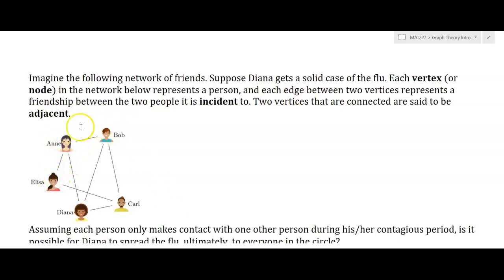So this is an example of a graph, where a graph really is just a structure that consists of nodes and edges. Anywhere there are relationships of some sort, we can represent the entities of that network with vertices or nodes. And we can represent connections between those nodes with edges.